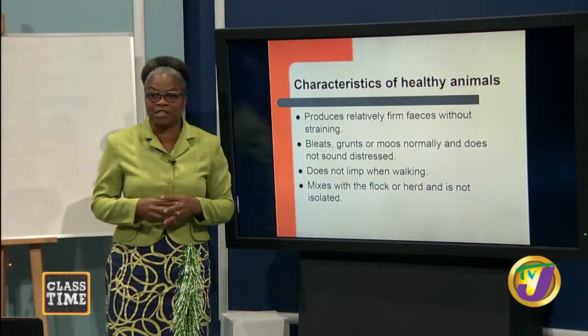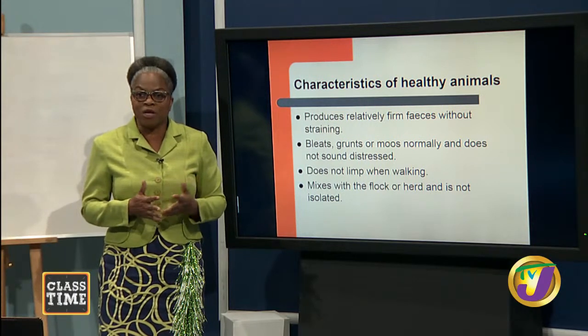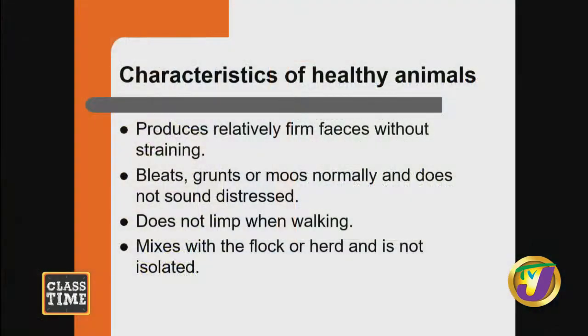Other characteristics as we move on, the animal is going to produce relatively firm feces without straining. And so when you walk inside your poultry house, for example, students, you need to observe and observe and observe. You're looking at the animals, looking into their eyes. You're looking at their stance. Are they moving around or are they limping? You're also examining their feces to make sure that the animals are healthy.